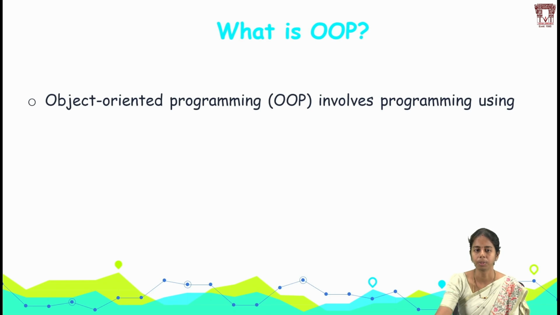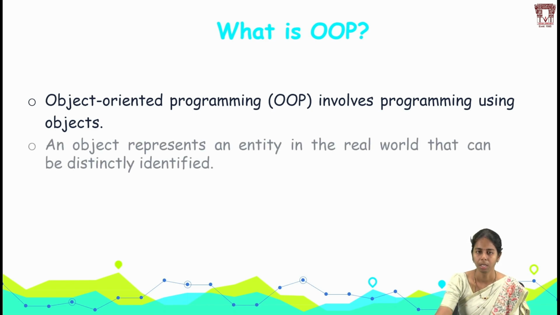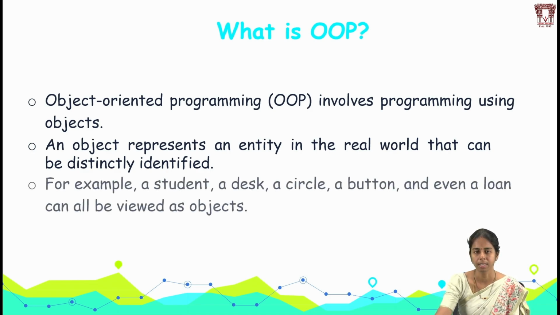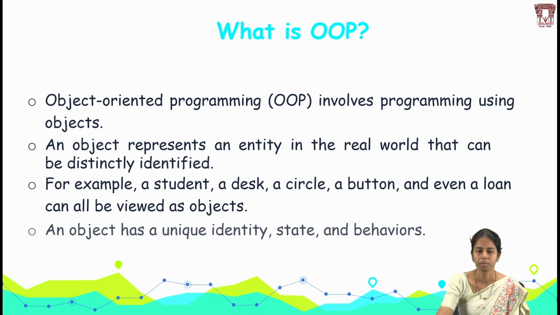So what is OOPS? OOPS is object-oriented programming, which involves programming through the objects, we can say. An object represents an entity in the real world that can be distinctly identified. For example, student, a desk or a circle, PC, some buttons. All these are the objects. An object is uniquely identified. It has its state and behaviors.